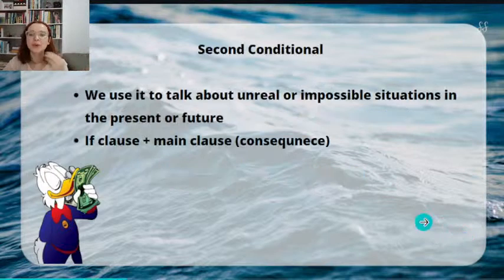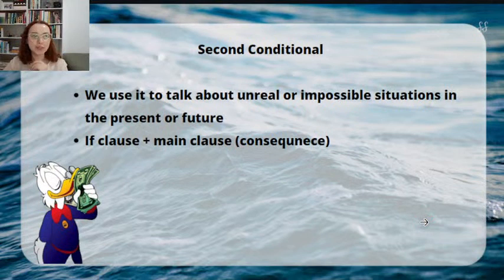But let's go to our structure, the second conditional. Why do I have to use the second conditional? I use that to talk about unreal or impossible situations or unlikely situations, situações irreais, impossíveis ou que são pouco prováveis de acontecer, in present or in future, ok? And they have the same structure. Eu vou usar aqui a mesma estrutura para falar de present and future.